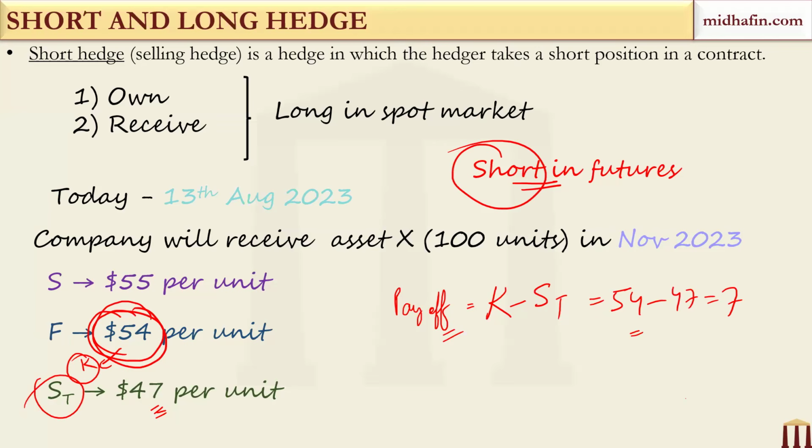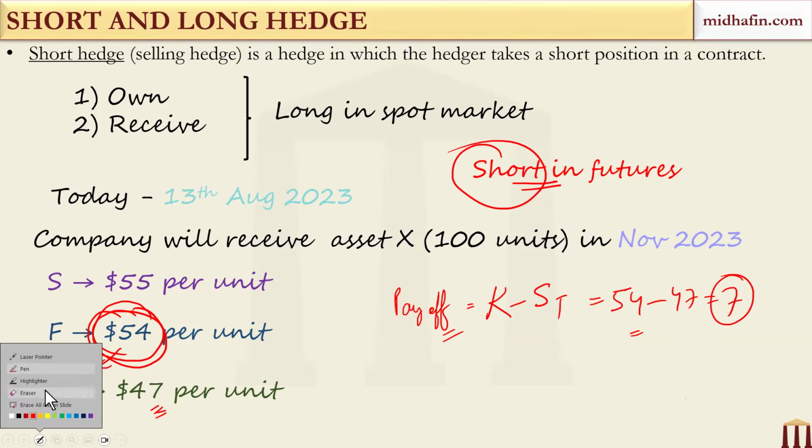Practically, this is not how the contract is settled. You're not going to take or make delivery. So that's a different scenario. But in a scenario where we are assuming delivery and everything, the payoff is simply 7. So you are using the forward contract and you're able to sell the asset at $54 rather than its market price of $47.